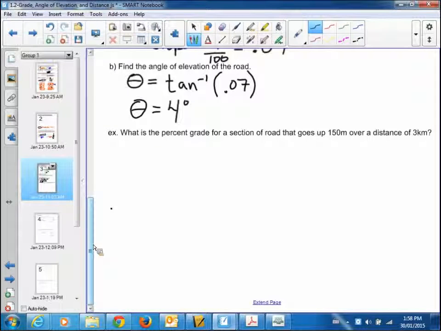What's the percent grade for this section of road? It goes up 150 meters over a distance of 3 kilometers. Now, first of all, 150 meters is one unit and kilometers is another. How can you change kilometers to meters? Do you guys know?